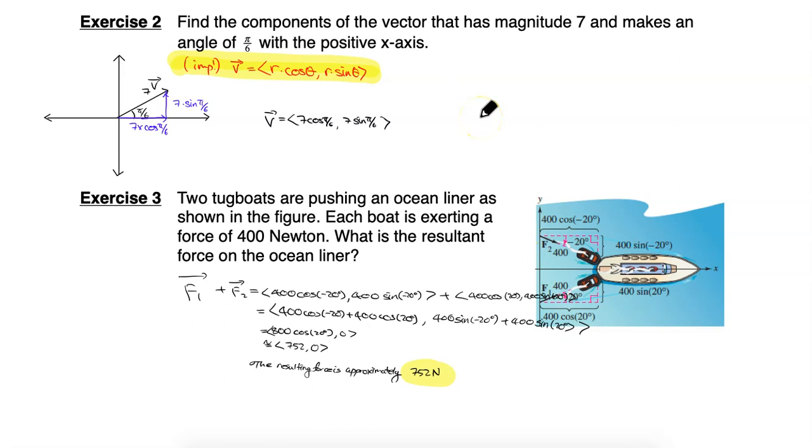So find the components of the vector that has magnitude 7 and makes an angle of pi over 6 with the positive x-axis. If you make a sketch, you will soon figure it out. But it's important to be very aware of the following relation. Whenever you have a vector, this is always true. The first component of the vector is always r times cosine theta, where r is the magnitude and theta is the angle with the x-axis.